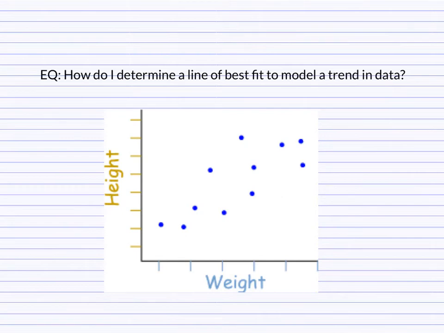In this lesson, you're going to determine how to create a line of best fit to model a trend in data. You're going to do this by looking at scatter plots. Scatter plots are created from two sets of quantitative data. On this particular one, we've got weight on the x-axis and height on the y-axis. I can see as weight is increasing, the height tends to increase as well. So there is a positive association that I'm seeing.